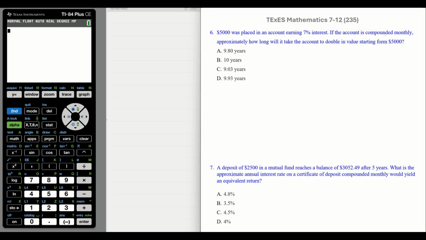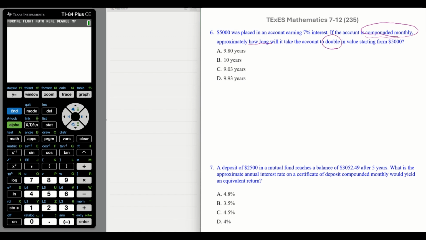Number 6, $5,000 was placed in an account earning 7% interest. If the account is compounded monthly, approximately how long will it take the account to double in value starting from $5,000? Okay. So let's see. We see the 5,000. This is important. Compounded monthly. That tells us it's not continuous and we can use our app. And we're looking for how long. That means we're looking for time.